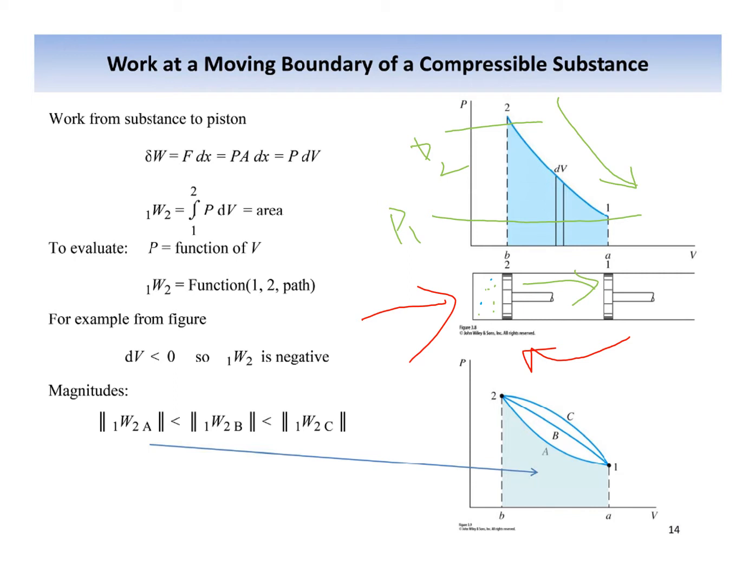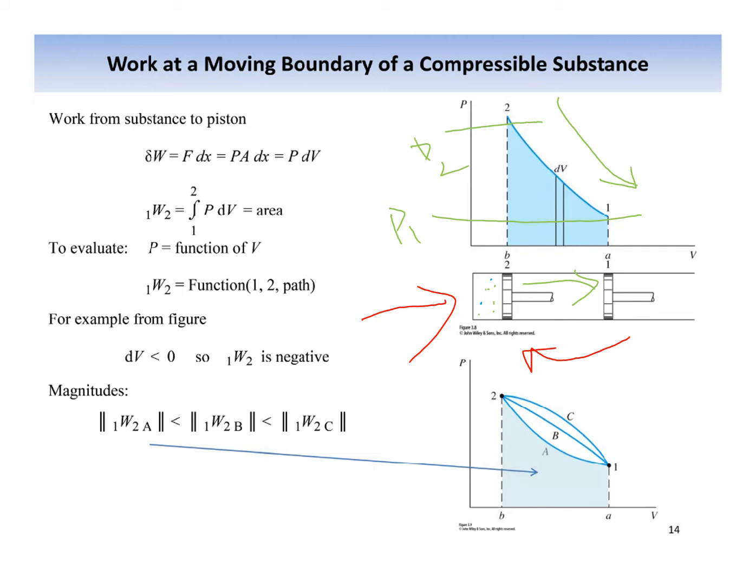Either way, at instant 1 we have P1 and V1, and at instant 2 we have P2 and V2 as pressure and volume. So we have two well-defined states where we know the system's pressure and volume at both states. Both states are well defined because we know two thermodynamic properties at both of the states.